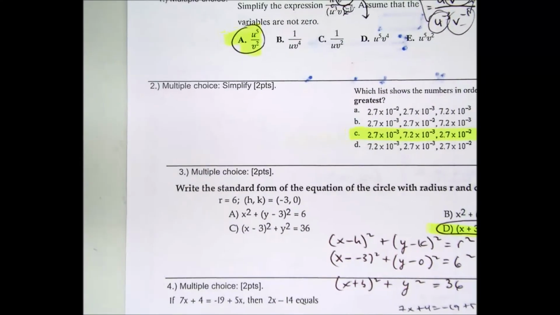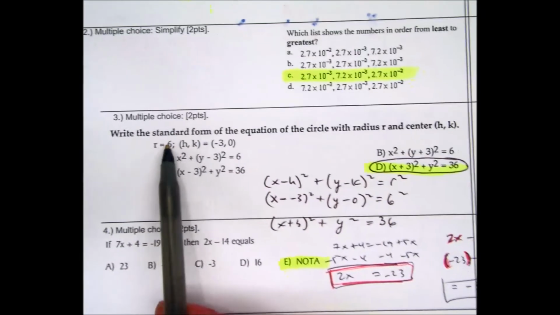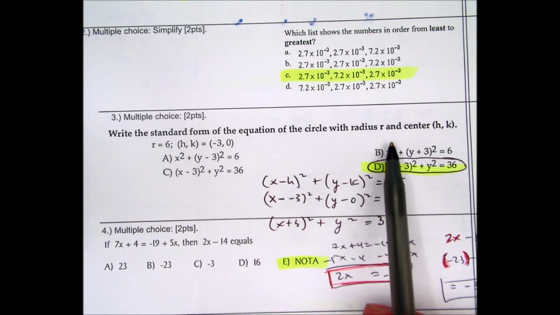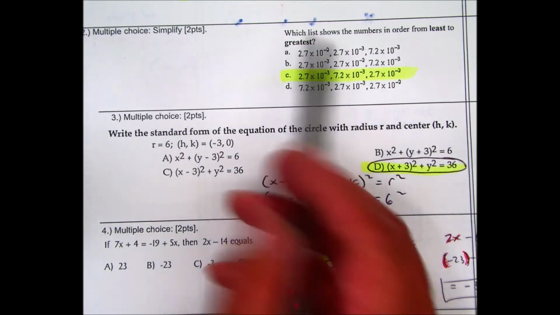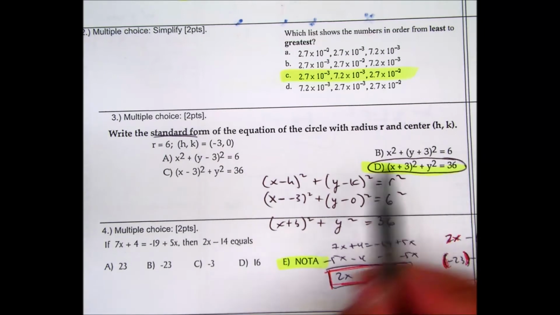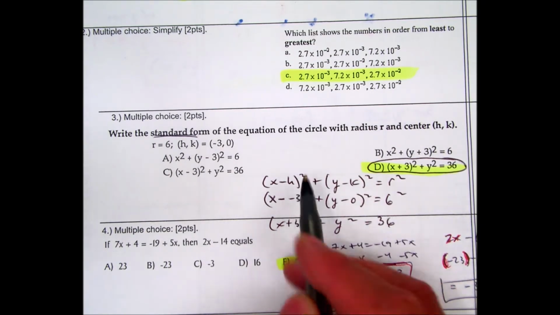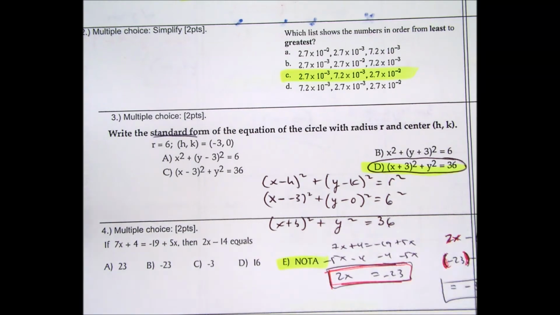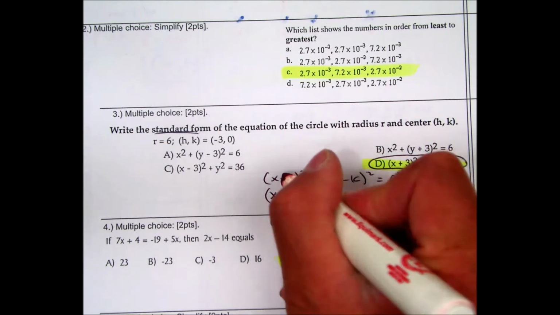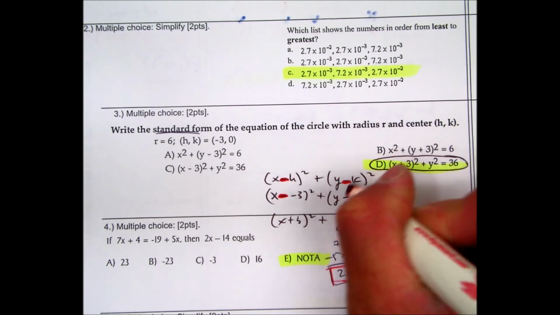Question number 3, write the standard form of an equation of a circle with radius r and center (h, k). So I see the words standard form, so write it down: (x minus h) squared plus (y minus k) squared equals r squared. And again, I'm just going to point this out because I've seen many students struggle with that. It's that minus sign right there.